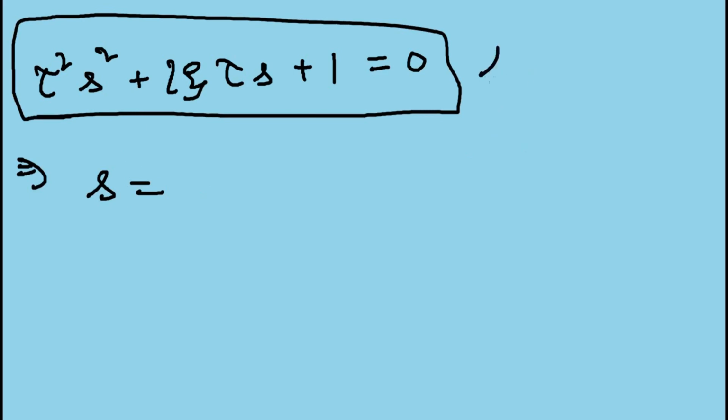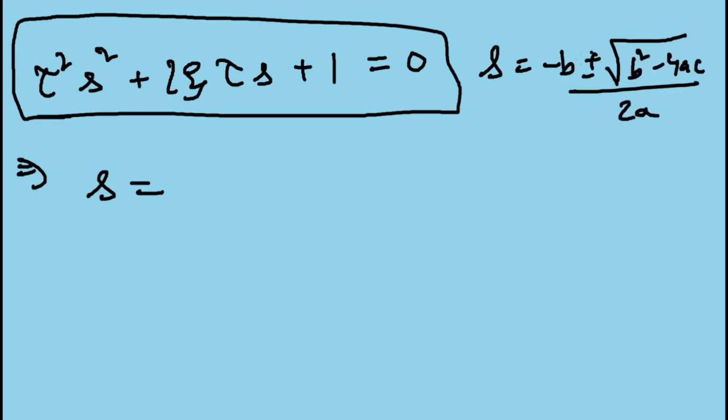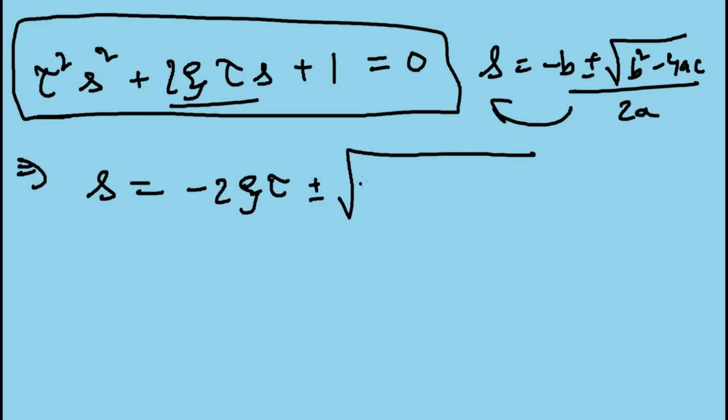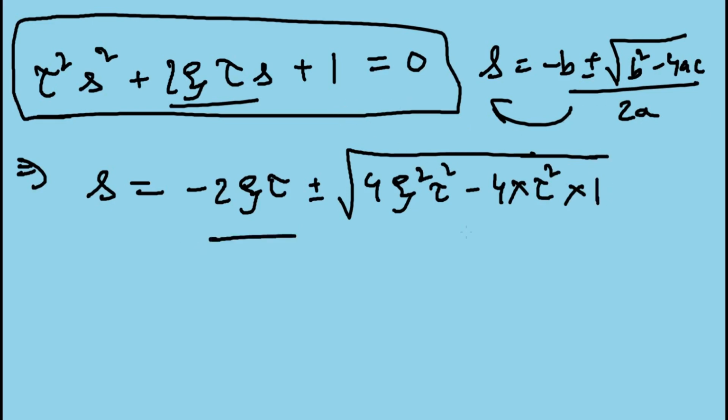So s equals minus b plus minus root of b square minus 4ac, divided by 2a. We will apply this same thing to this equation. B here is 2 zeta tau, so it will be minus 2 zeta tau plus minus root of b square, which is 4 zeta square tau square, minus 4 into ac. A in this case is tau square, and c is 1, divided by 2a. So 2a is 2 tau square.